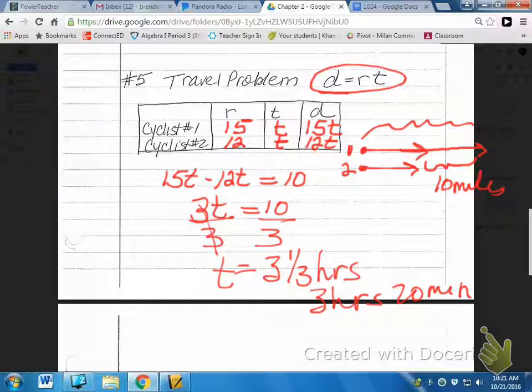Okay, so they are traveling in the same direction. You've got to pay attention to that. And then, I mean, honestly, you set them up the same way, they're much quicker, but that equation isn't always exactly the same. It's a little different.